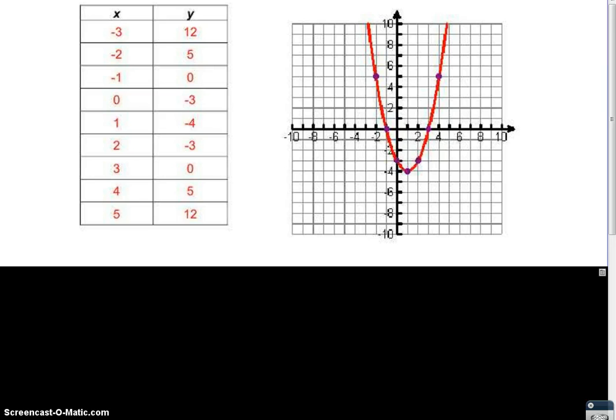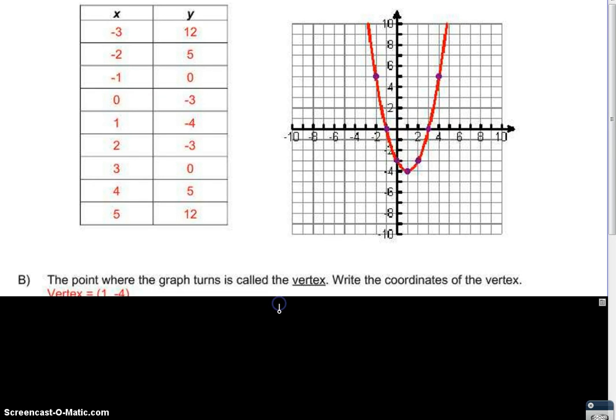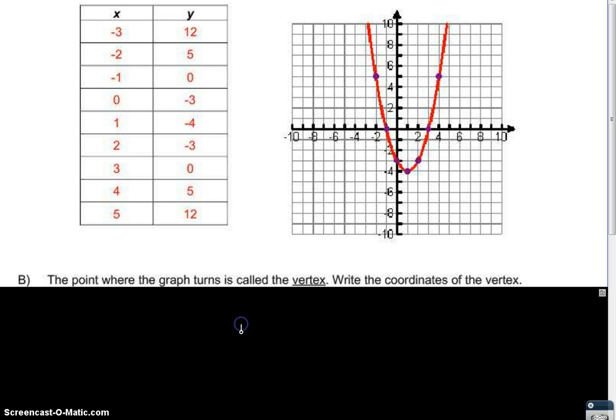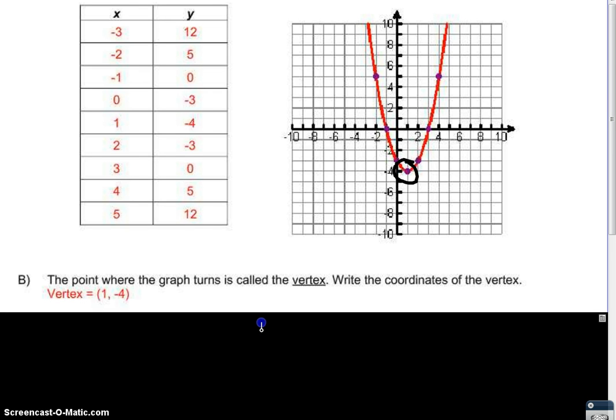Okay, now that you guys got the graph copied down, let's look at B. It says the point where the graph turns is called the vertex, and it wants us to write the coordinate of the vertex. Guys, remember what I said in class. My vertex is going to be my highest or my lowest point. So we should be looking at this point right here. And I want to know what are the coordinates of that point. So what you should have for your vertex is 1, -4. My x value, I went over 1 and I went down to -4.